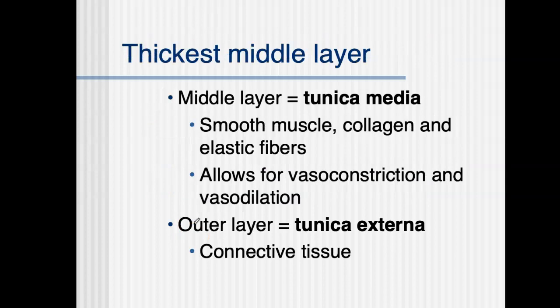Okay, so that was the innermost layer. Let's go to the thickest middle layer. That would be the tunica media. And this is muscle. This is smooth muscle. And then it has some collagen and elastic fibers, which are going to maintain the pliability of that structure. But what happens when you have muscle? When you have muscle, you can contract. So if you can contract, you can make the diameter of that vessel become smaller. And if the diameter becomes smaller, you have vasoconstriction.